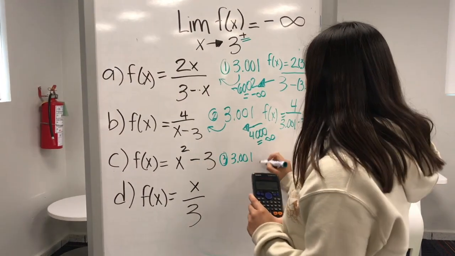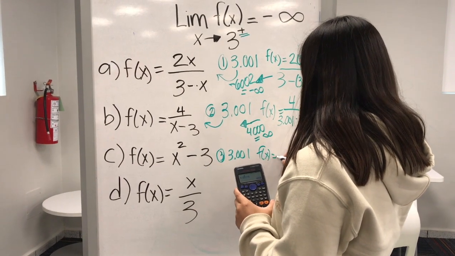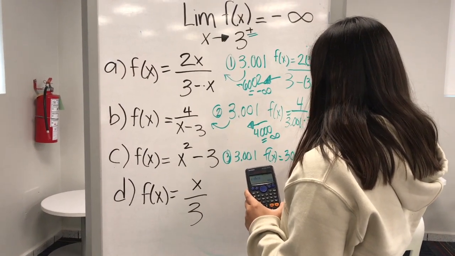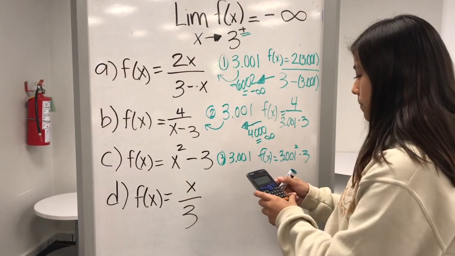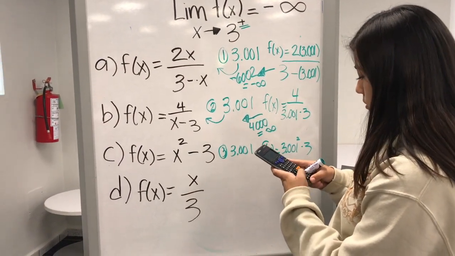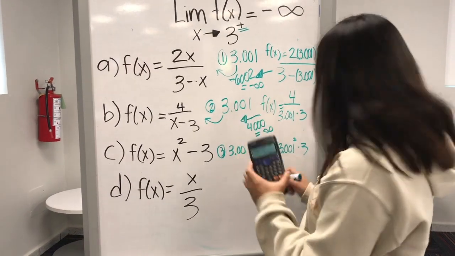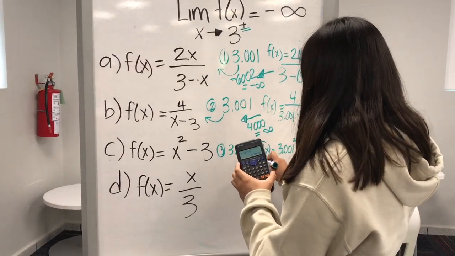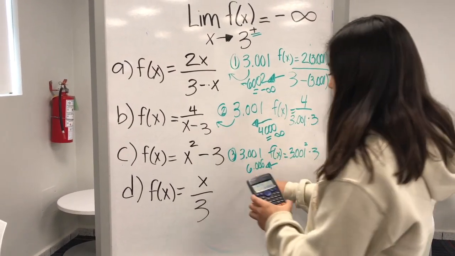Now moving on to function C, which is f of x equals x squared minus 3. We plug in the 3.001 on the x, so f of x is equal to 3.001 squared minus 3. The answer is 6.006. So now we know that this function does not satisfy the previous condition.